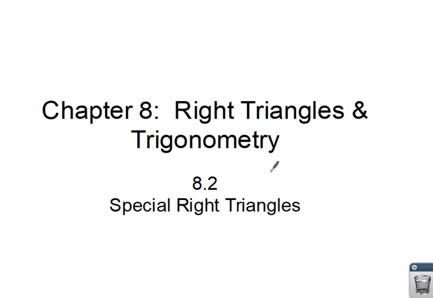Alright, the next section of chapter 8. These are the special right triangles. There's two types. They kind of have a trick to them. So they're ones that if you remember, then it'll save you a lot of time in having to do trig or Pythagorean theorem or something like that.